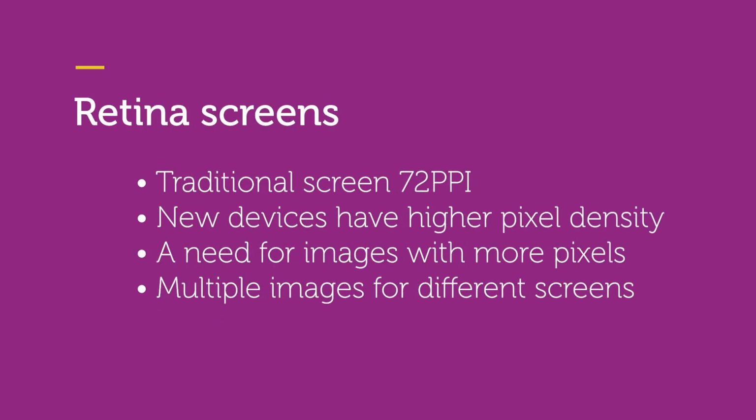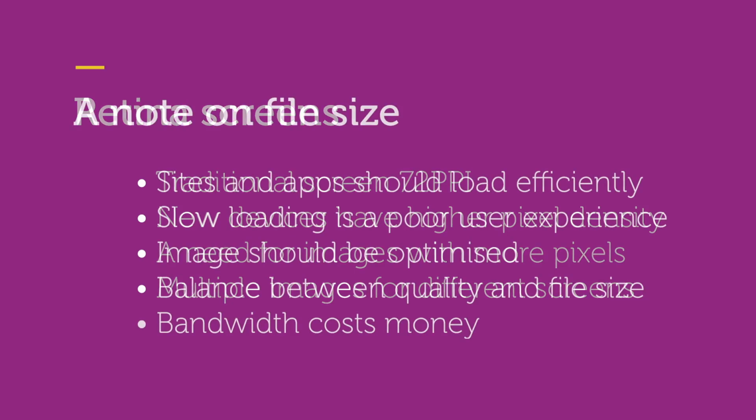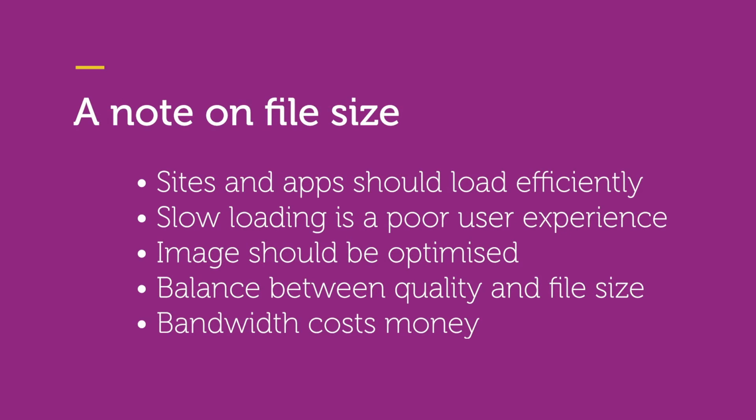Traditionally, we've worked at 72 pixels per inch when making images for the web, because this was the resolution of standard computer screens and monitors. Recently, devices have been manufactured with screens of a much higher pixel density, meaning they pack more pixels into every unit of space. This has made it necessary to create images with many more pixels or to create multiple images for different screen densities.